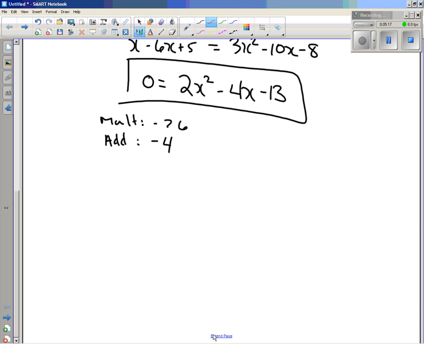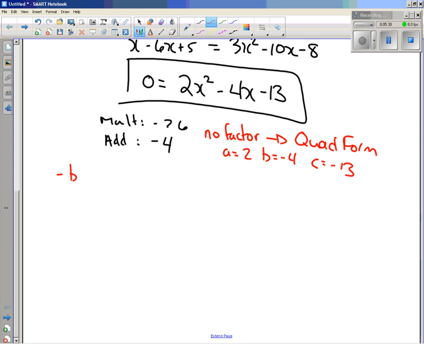So we're going to say no factor. Therefore, we have to use the quadratic formula. And we're doing that when A equals 2, B equals negative 4, and C equals negative 13. Okay, so we go to our quadratic formula. And we can sub in.